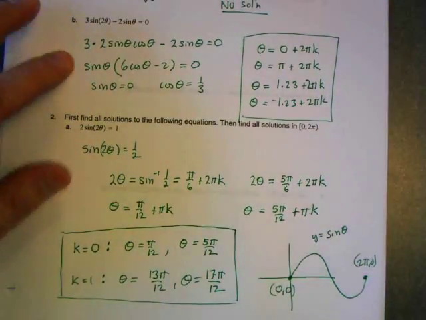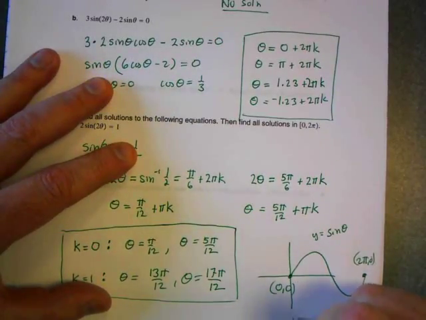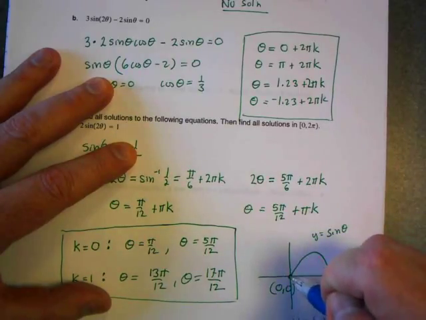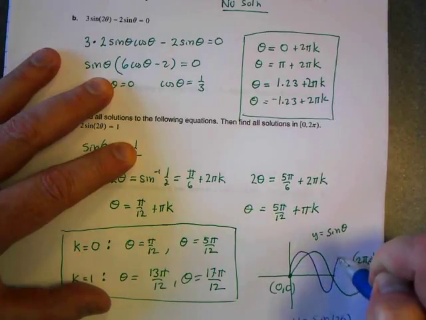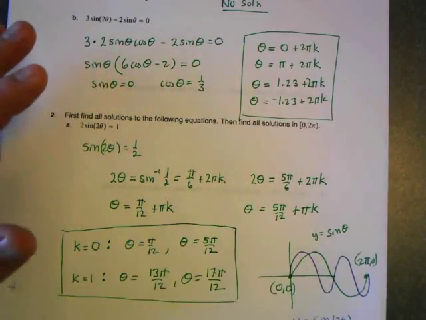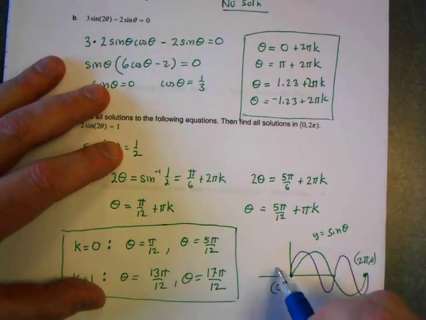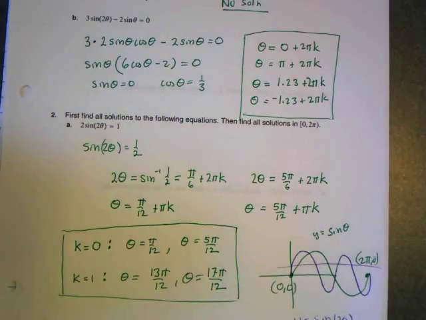What does that 2 do to the graph? Oh, that's a formula. That's right. It changes the period. So between 0 and 2 pi, this graph is going to make 2 complete cycles. So where y equals 1/2, it's going to have 1, 2, 3, 4 answers.